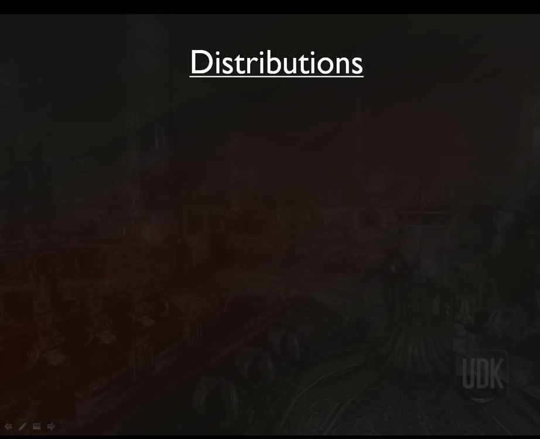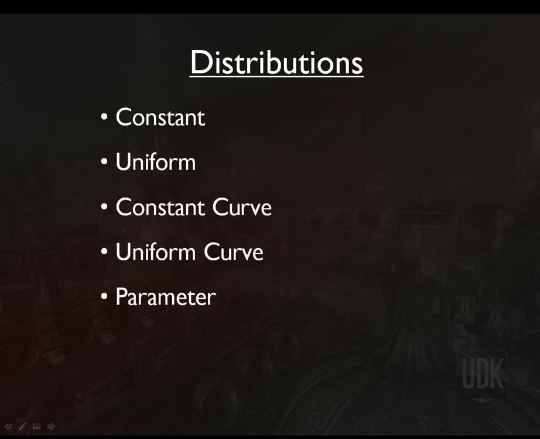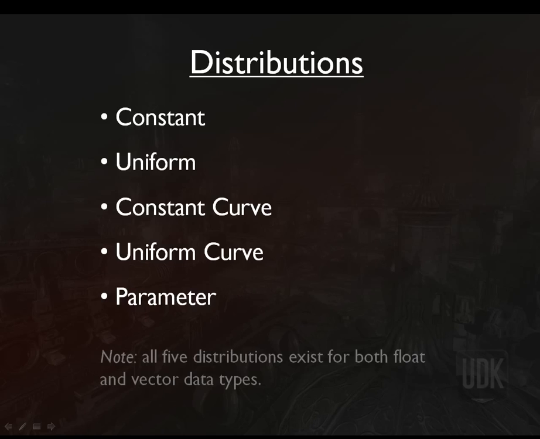Let's talk about distributions. Now, first off, what is a distribution? Really, a distribution is just a way to handle numbers. Now, there are 5 types of distribution available. There are constants, uniforms, constant curves, uniform curves, and parameters. Though you should note that all 5 of these distribution types exist for float and vector data types. So in the end, you'll have a float constant, a float uniform, a float constant curve, etc.